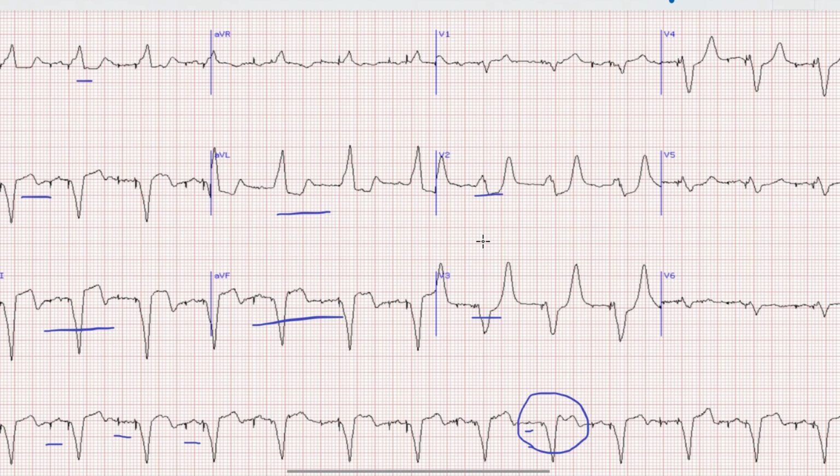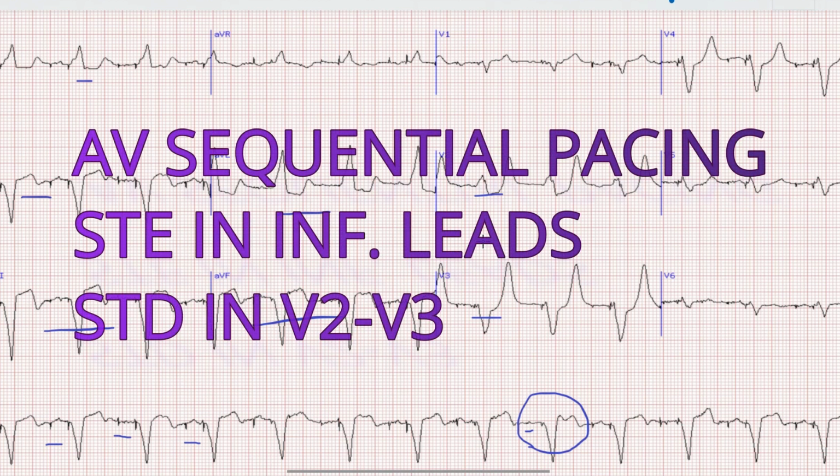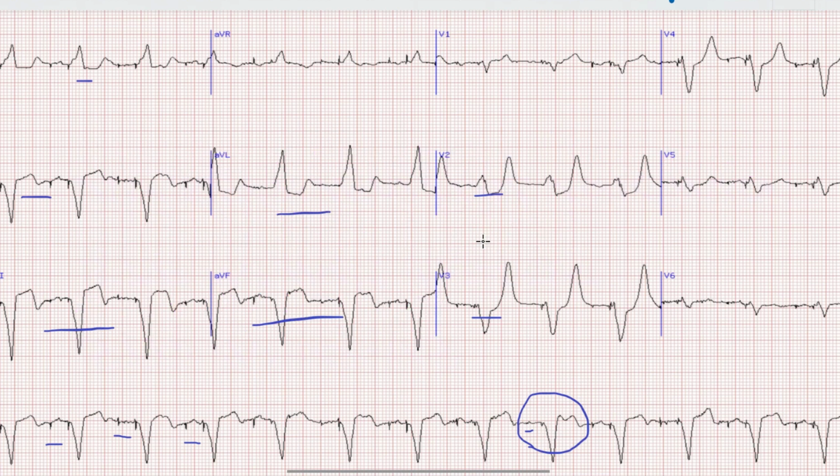To sum up the findings, this ECG shows atrial and ventricular pacing consistent with a dual chamber pacemaker. Also, there is ST elevation in inferior leads with ST depression in V2 and V3, which gives 5 points on Sgarbossa and is highly suspicious for ischemia.